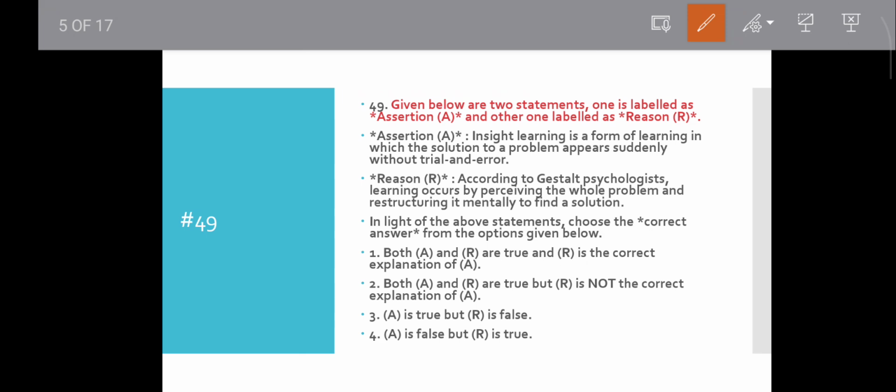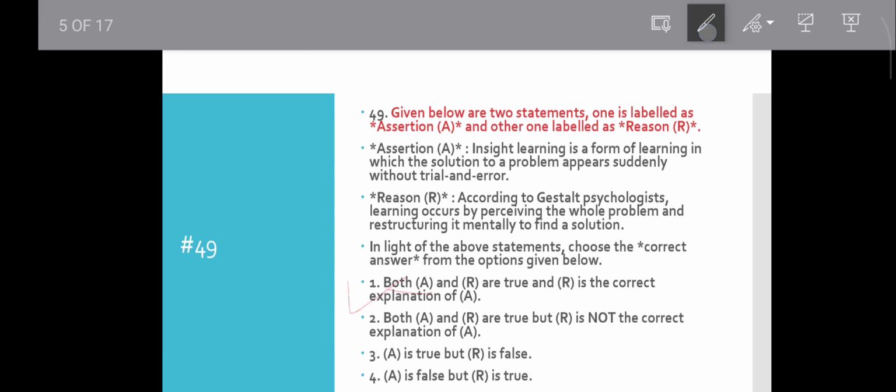Insight learning happens suddenly, not by trial and error. Yes, Gestalt psychology believes learning occurs by perceiving the whole problem mentally. Yes, so both assertion and reasoning are correct. So option A said both A and R are true. R is the correct explanation of A. Okay, then move to the next question.